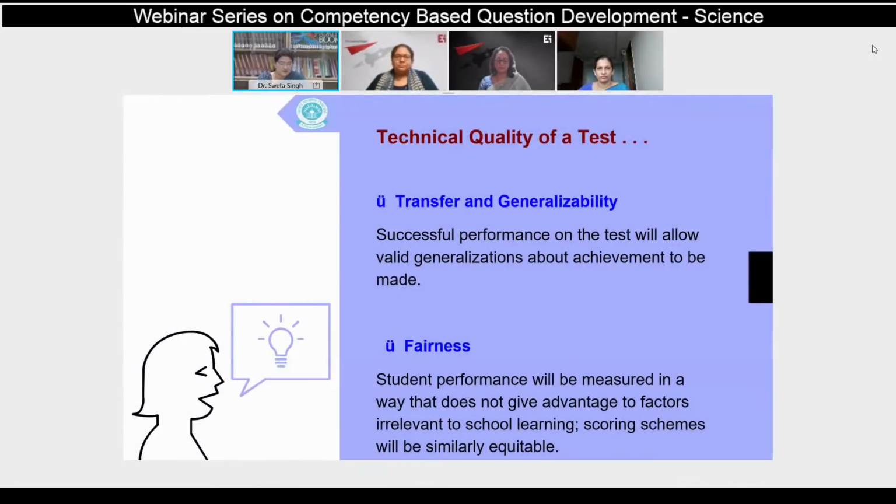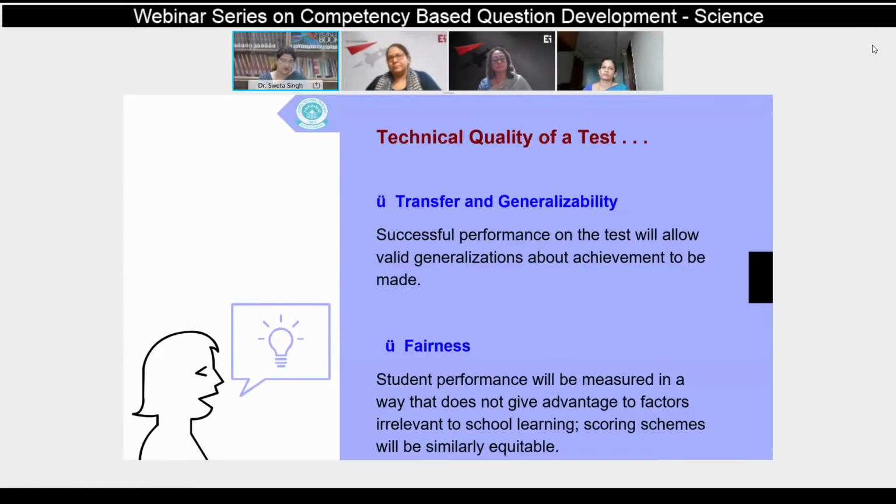The next is transfer and generalizability. A successful performance of a student on the test should allow me as a teacher, as an educator, to make valid generalizations of the student's achievement in terms of the curricular LOs. Fairness means that each student, given our diversity of students, should find the question paper a fair instrument. The way it is designed in terms of language, context, and questions should be appropriate. It should not be an advantage or disadvantage to a learner coming from any background, from any region of the country, from a rural or an urban space.